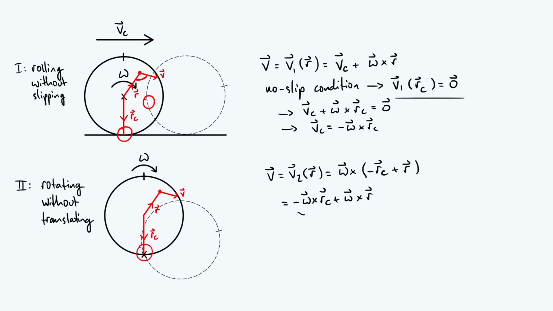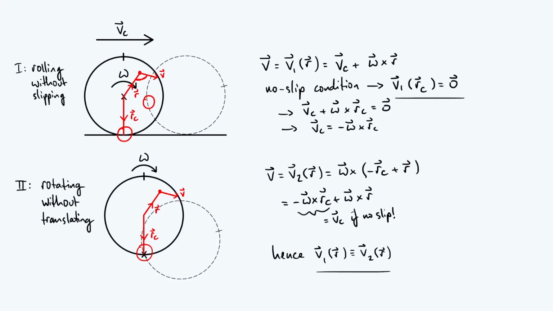But then the first term there, minus omega cross rc, looks very familiar from our analysis of case 1. And that whole thing is in fact just vc if we're saying that there is no slip. And you can then see that it follows that your two functions, v1 of r and v2 of r, the velocities of that particle in both cases, are actually identical.